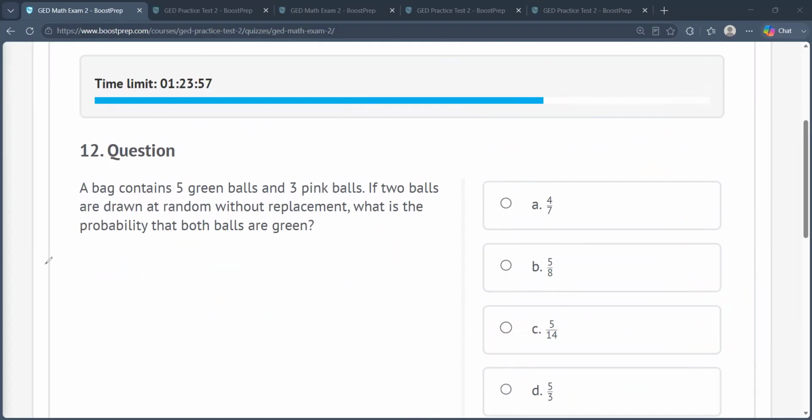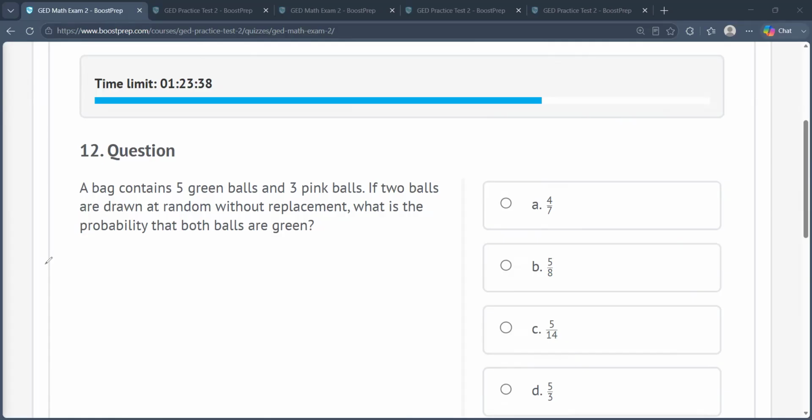Okay, question 12. A bag contains 5 green balls and 3 pink balls. If 2 balls are drawn at random without replacement, what is the probability that both balls are green?